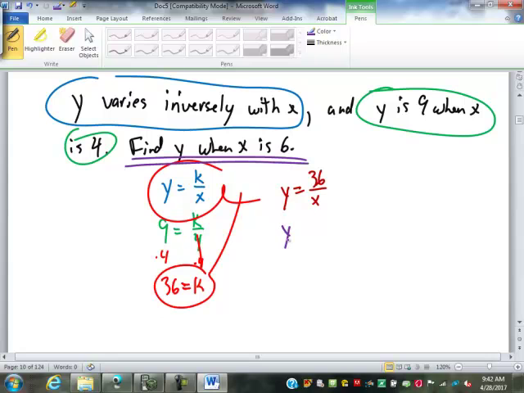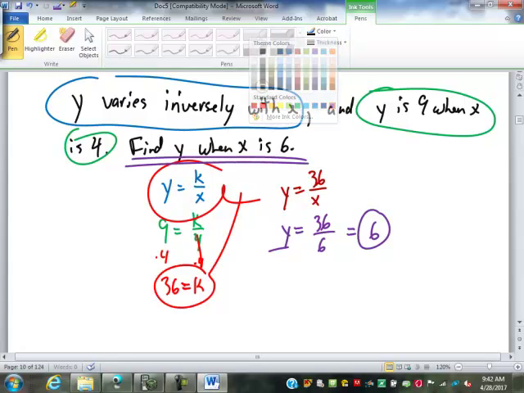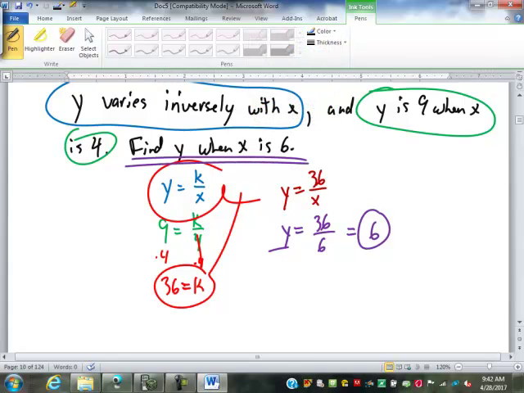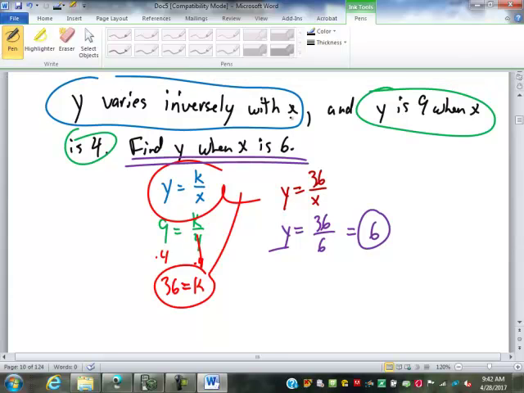Find y when x is 6. So we put 6 in for x. 36 divided by 6 is 6. So y is 6 when x is 6. And just like with our direct variation, we can complicate this.